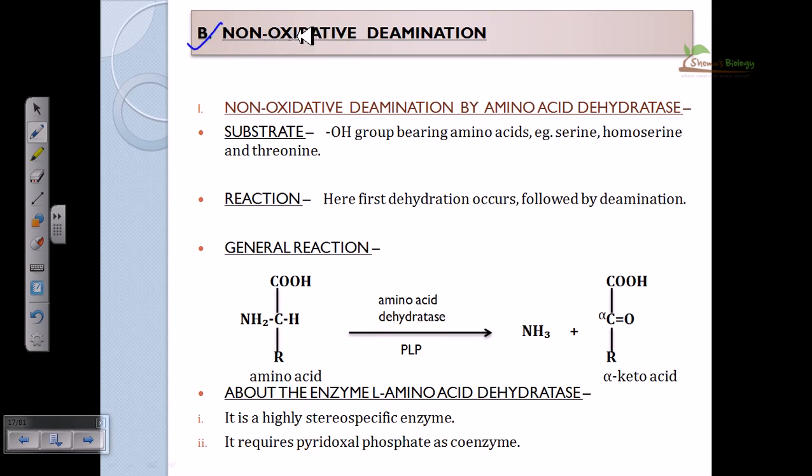Non-oxidative, as the name suggests, is just conversion of this amino acid into a keto acid and production of ammonia. So the basic principle of deamination is the same. It will generate ammonia, right? Ammonia in the gaseous form. This part remains the same in all these cases, but the enzymes doing this job only act on amino acids which have the OH group, for example serine, homoserine and threonine, which all have the hydroxyl group attached to them.